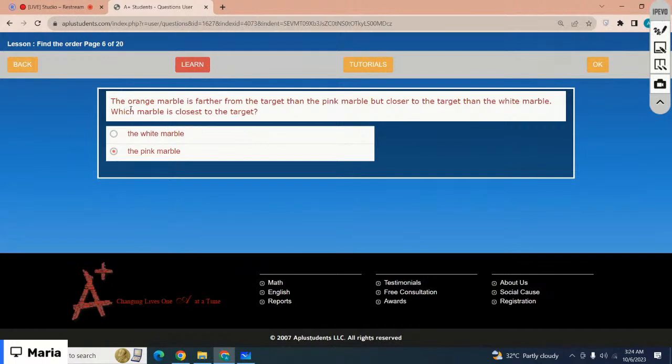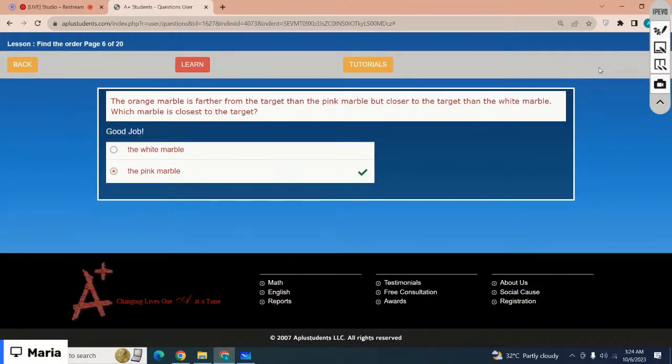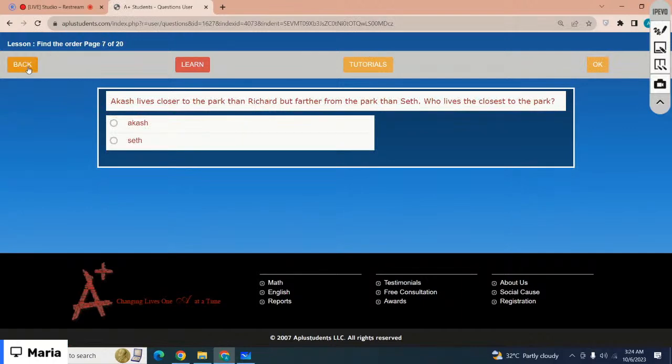Hold on, let me just think. The orange marble is farther than the pink marble, but... I think the pink one is the correct option. Yes, it is the pink one, right? Okay, you can complete the lesson by yourself later today.